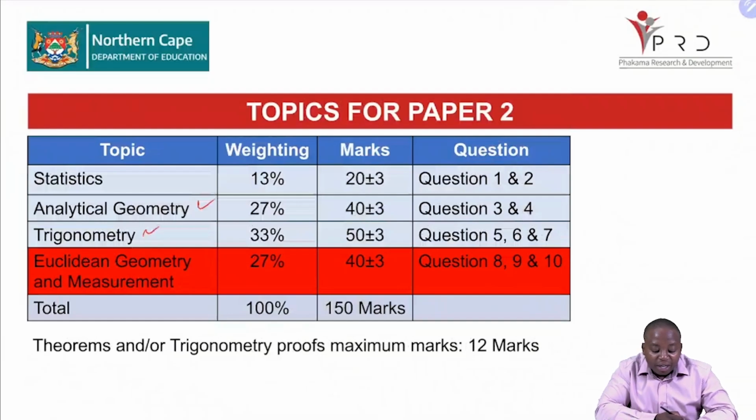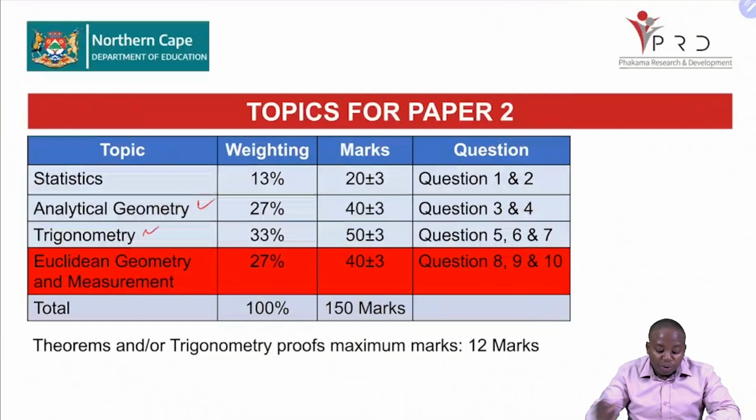So today's lesson focuses on Euclidean geometry and measurement, and that topic weighs 27% of our paper. That is 40 marks in our question paper, and it is mostly found in questions 8, 9, and 10. It doesn't have to really be questions 8, 9, and 10, but it has those three questions, and they are usually the last questions of the paper. Depending on the structure, there might be slight differences there.